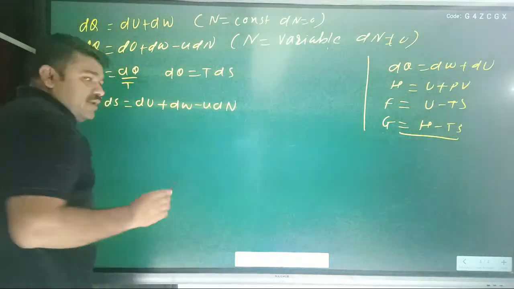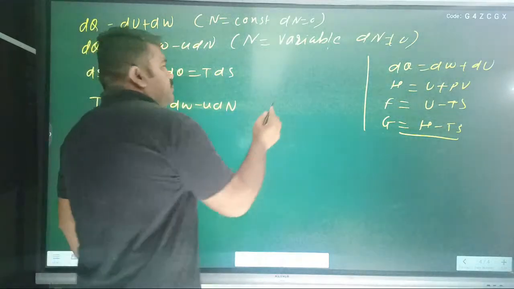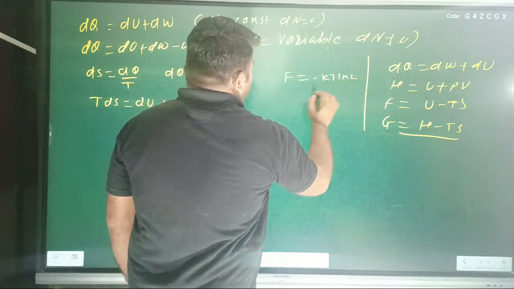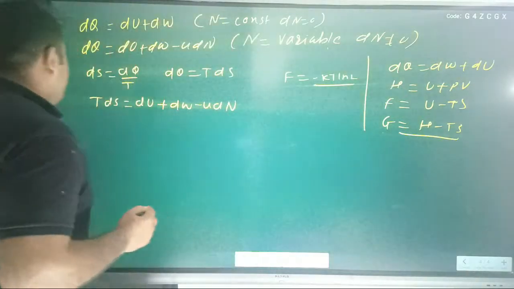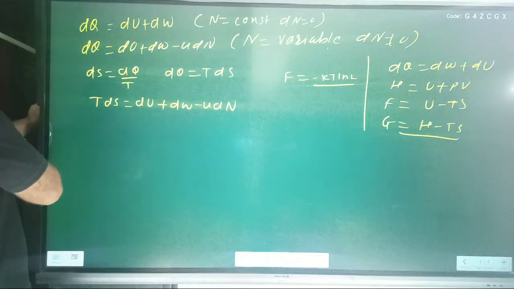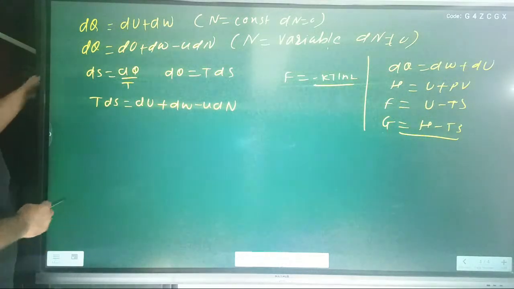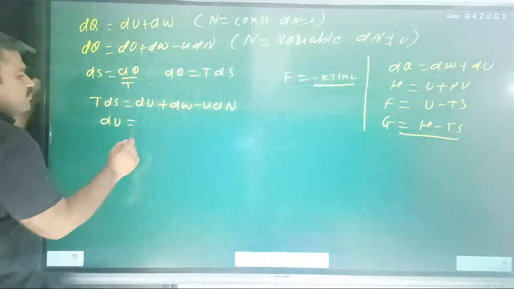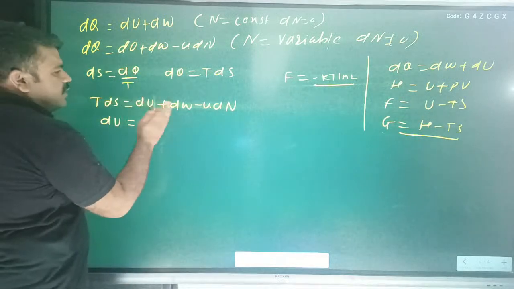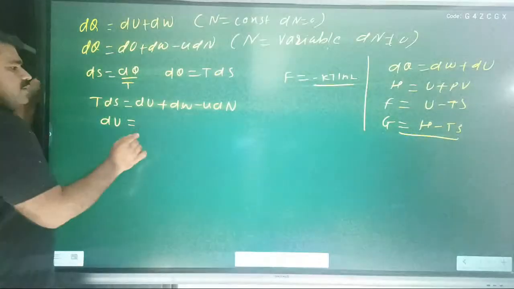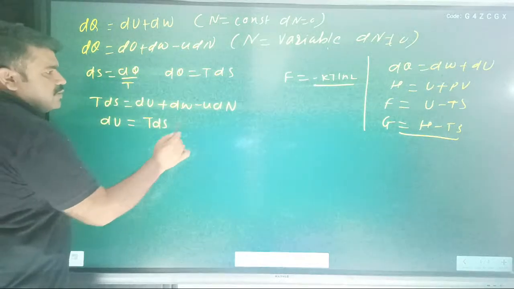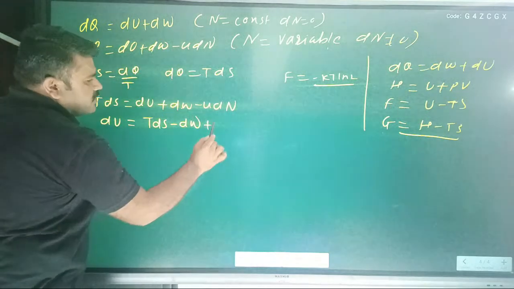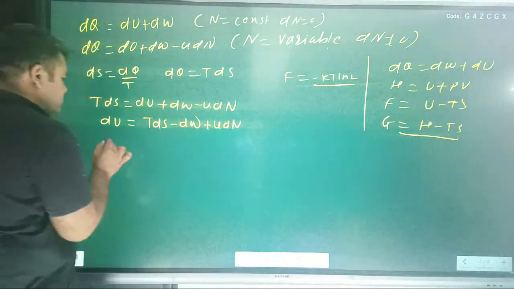Why are we doing this? Already we know the Helmholtz free energy. Yes or no? TdS minus mu dN. Next, what is the value of dU? Write dU here only, and dW and mu dN separately here. Then this becomes TdS. The minus becomes plus, dW going to this side becomes minus, plus mu dN. This is the value of dU.